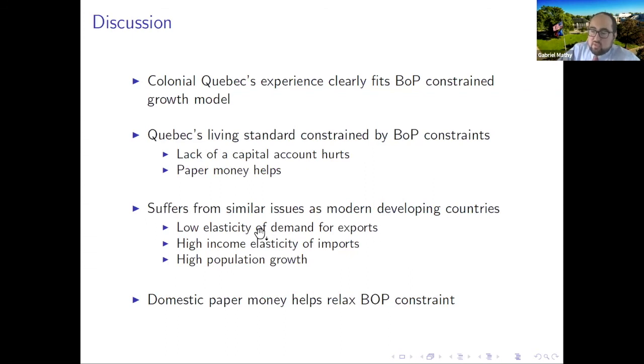And so paper money is really going to help alleviate this, and they're going to suffer from similar issues as modern developing countries. So you've got a low elasticity of demand for exports, high income elasticity of imports, and high population growth, which are all going to worsen these balance of payments constraints. All right, thanks so much for your attention.